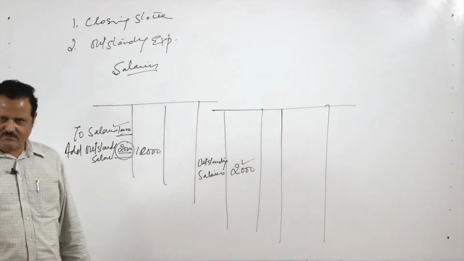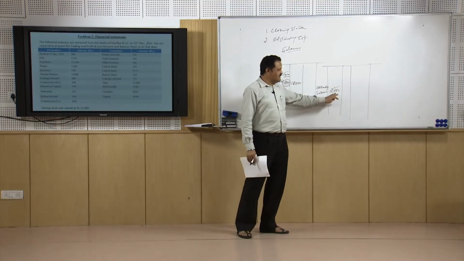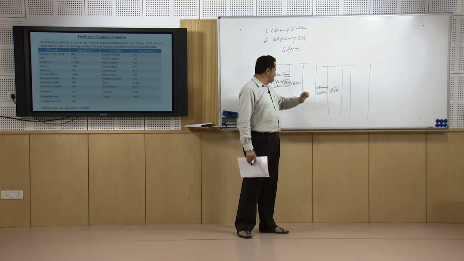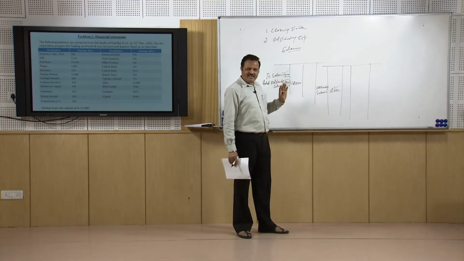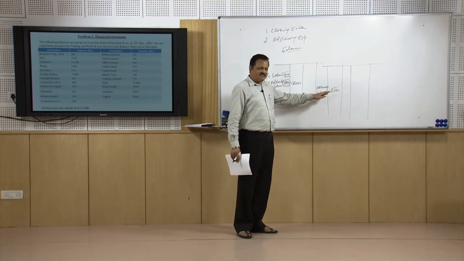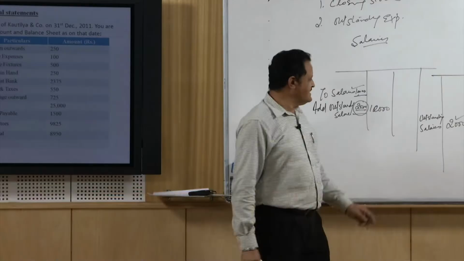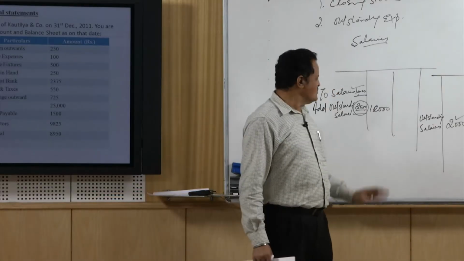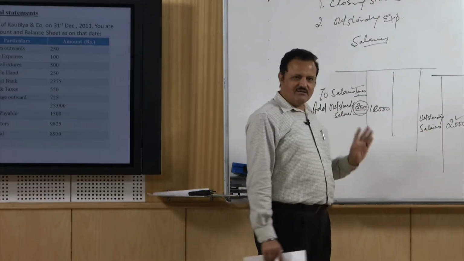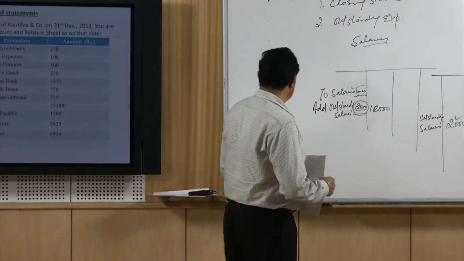They are short-term liabilities, current liabilities, so they will be in the balance sheet. The first effect is adding the head of salaries in the profit and loss account, and the second effect will be showing it in the balance sheet as a liability. This way you are completing the double effect on all outstanding expenses.